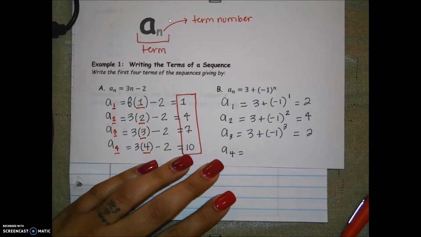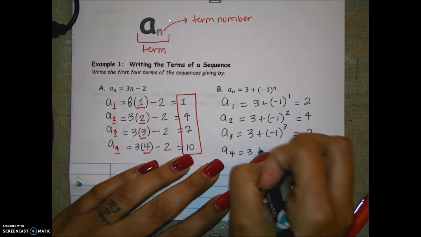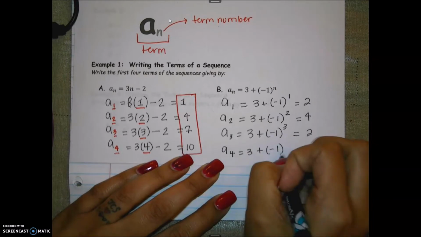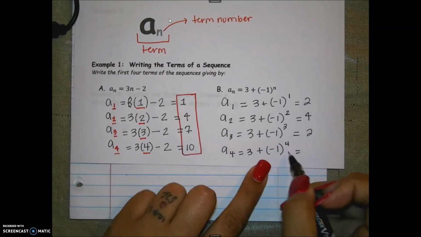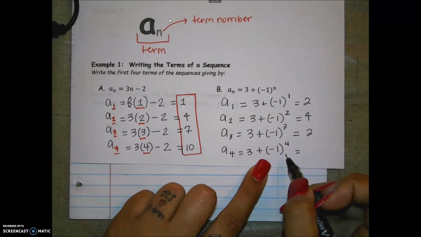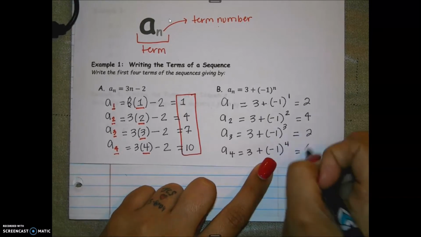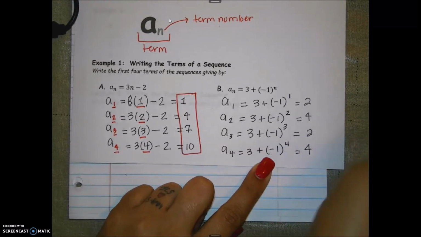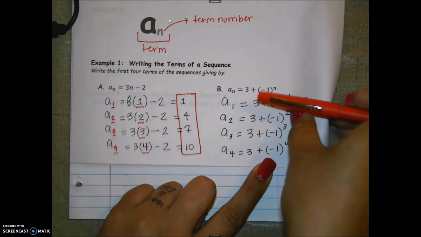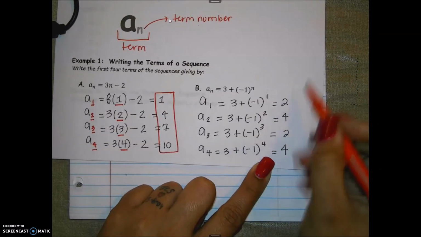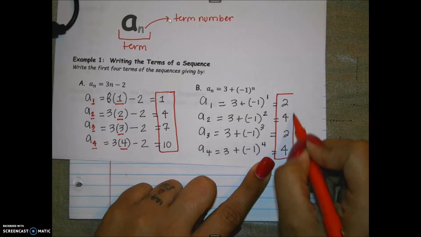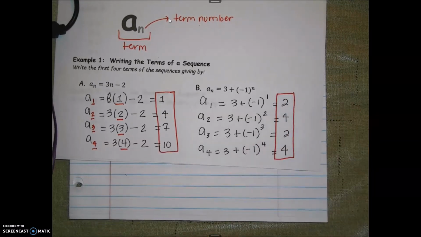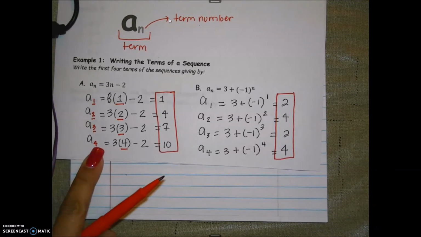Fourth term in the sequence, 3 plus negative 1 is 4. Negative 1 raised to the fourth power is a positive 1, and 3 plus 1 is 4. So you will notice the first four terms in the sequence are 2, 4, 2, 4. You would imagine that the pattern would continue if you keep going on to the 5th, 6th, 7th terms. That goes for this side too.